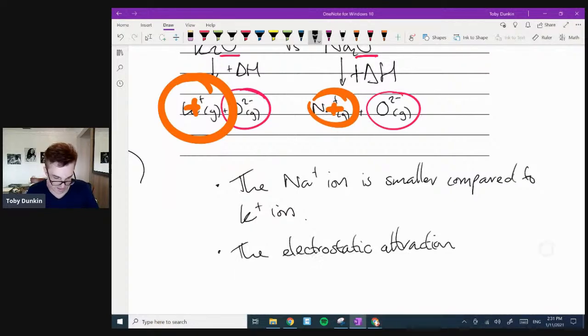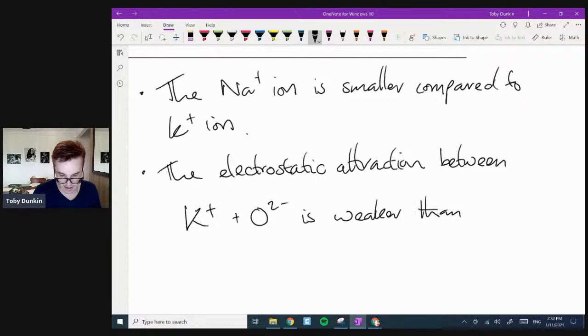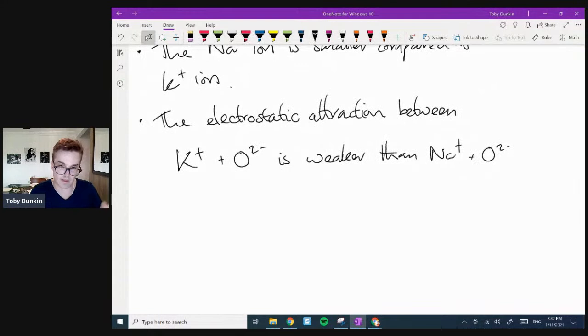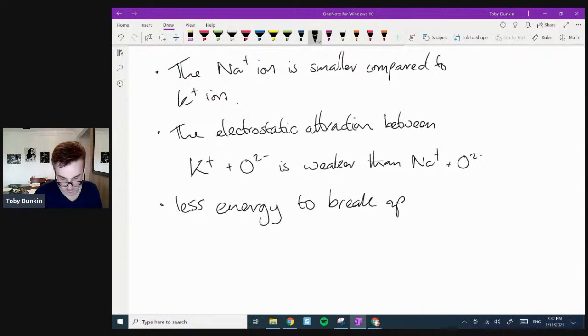The electrostatic attraction between K plus and O2 minus is weaker than Na plus and O2 minus. Yeah, because the size of the ion is larger, therefore a weaker attraction, therefore less energy to break apart the lattice. Break apart the K2O lattice. And we're done.